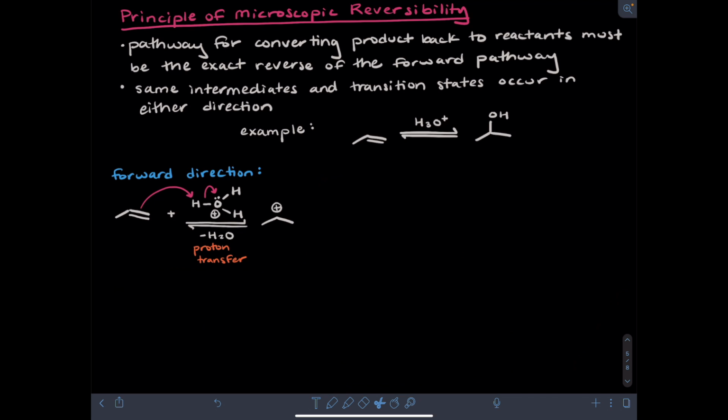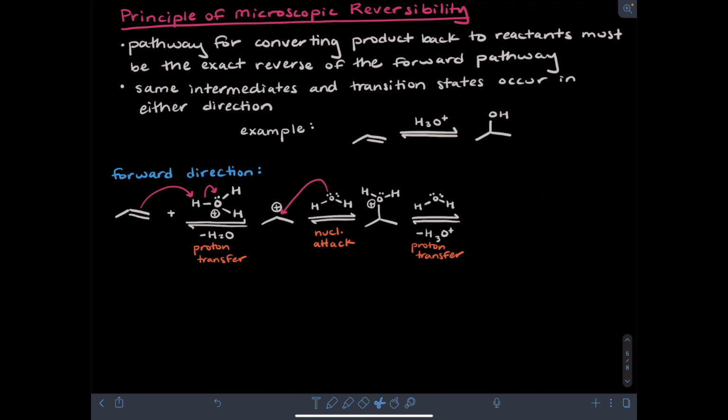The protonation would occur at the less substituted site to make the more substituted carbocation intermediate. This carbocation is a strong electrophile, and water could serve as the nucleophile in a nucleophilic attack step. This would form an intermediate where you have a new carbon-oxygen bond, and the oxygen is still cationic.